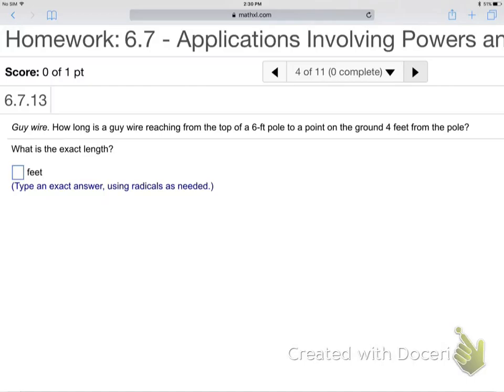A guy wire. How long is a guy wire reaching from the top of a 6-foot pole to a point on the ground 4 feet from the pole? Can you draw a picture of what they're talking about? Yeah, exactly. Is that good?